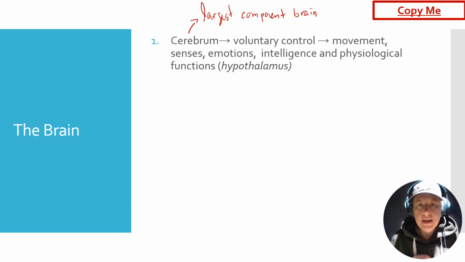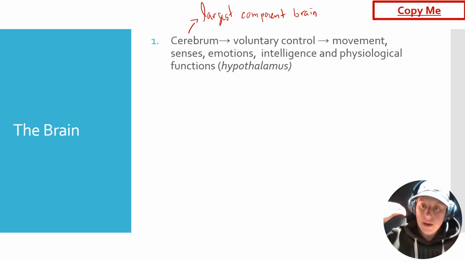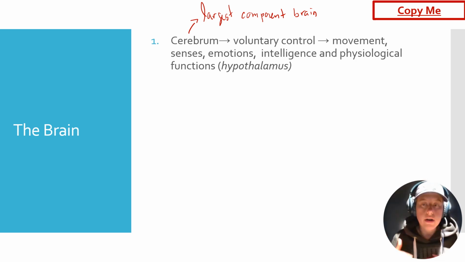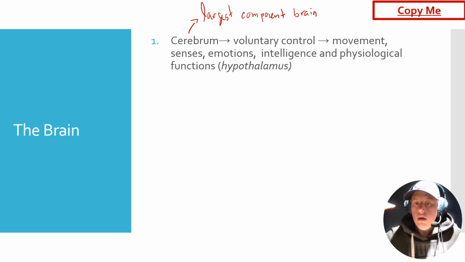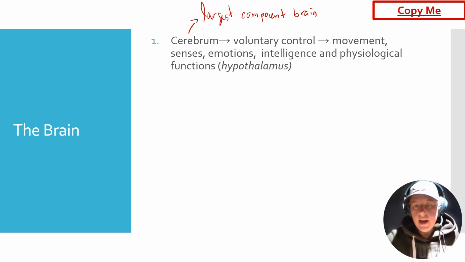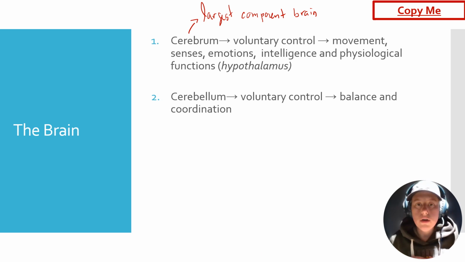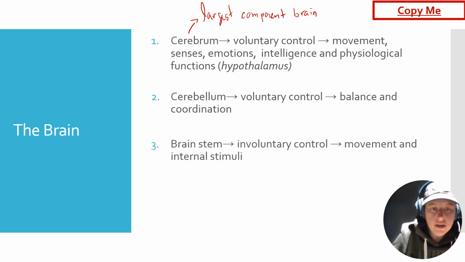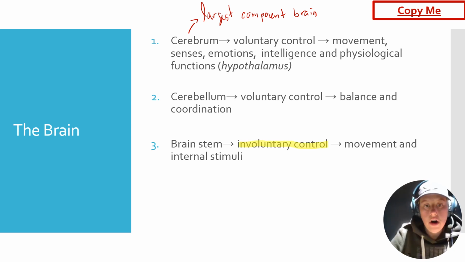Now, our cerebrum is extremely important. It's key in movement, senses, emotions, intelligence, physiological functions, and we're going to go into a little bit more detail about that. The cerebellum, which is again Latin for little brain, is also under voluntary control, and it controls balance and movement coordination. And then our brain stem, and our brain stem is under involuntary control. So it's all of the muscle movement that you are not consciously thinking of.